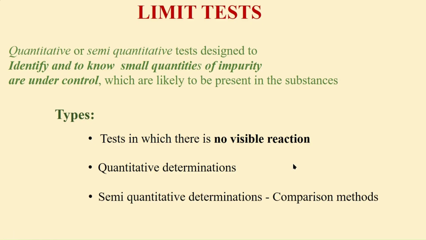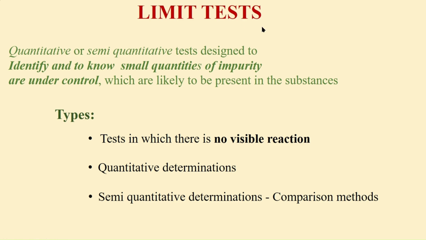Another set are semi-quantitative tests or semi-quantitative determination. It does not indicate the amount or quantity of impurities that may be present in the product, but it indicates whether the impurity is present or not, and also whether it is in the limit of permissibility or not. These semi-quantitative determinations are called limit tests.